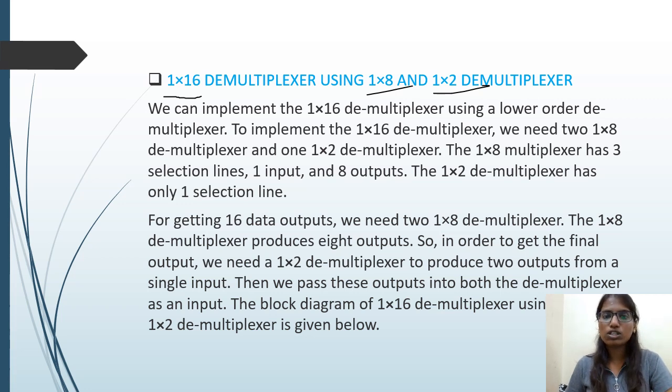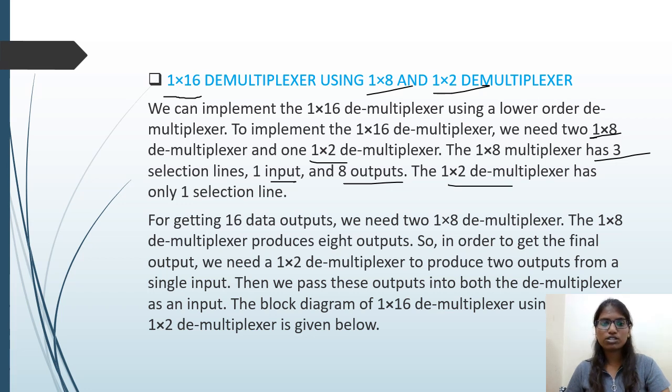Next, creating a 1:16 demultiplexer using 1:8 and 1:2 demultiplexers. We can implement the 1:16 demultiplexer using lower order demultiplexers. To implement it, we need two 1:8 demultiplexers and one 1:2 demultiplexer. The 1:8 demultiplexer has 3 selection lines, 1 input and 8 outputs, and the 1:2 demultiplexer has only 1 selection line. For getting 16 outputs, we need two 1:8 demultiplexers, each producing 8 outputs, so in order to get the final output, we need the 1:2 demultiplexer.